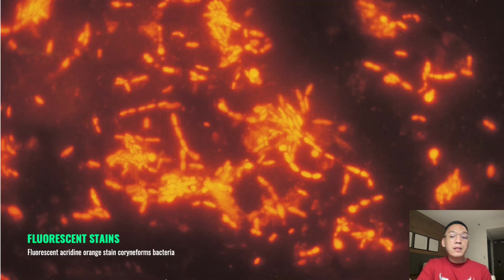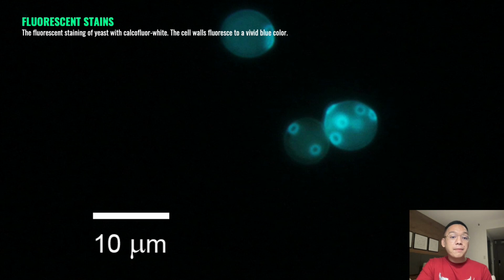Another staining method is the fluorescent stains, this one using an acridine orange stain, showing you coryneform bacteria. The next image is the fluorescent staining of yeasts with calcofluor white. The cell walls of the yeasts will show a vivid blue color.